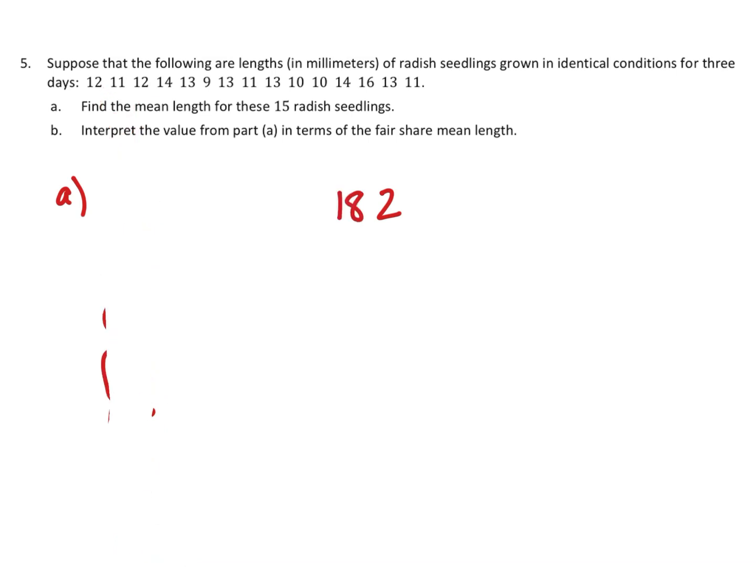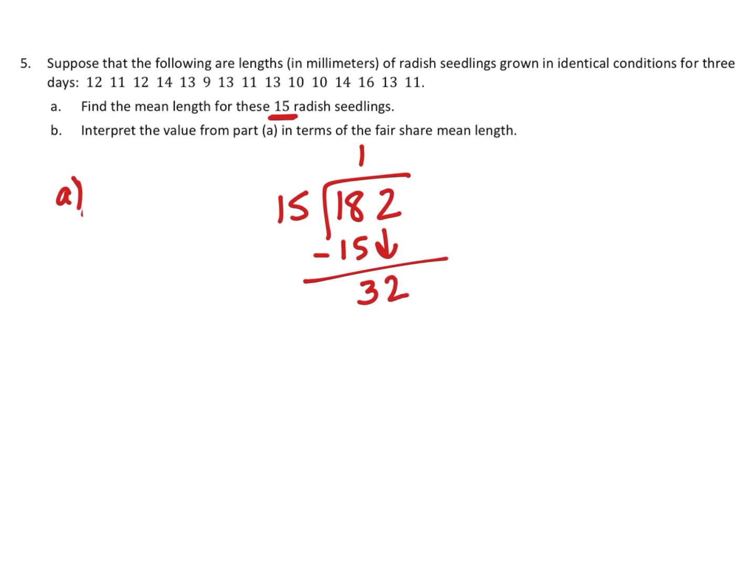Then I have to divide that by 15 because there are 15 values. 15 fits into 18 one time. 8 minus 5 is 3. 1 minus 1 is 0. Bring down your 2. 32 can fit 2 sets of 15. That gives you 30.